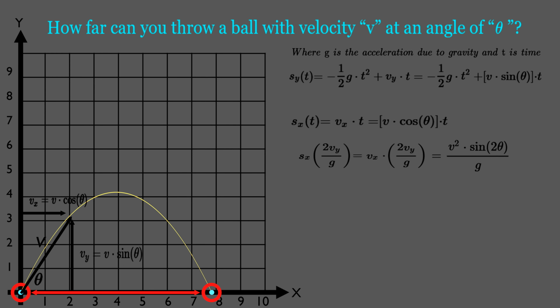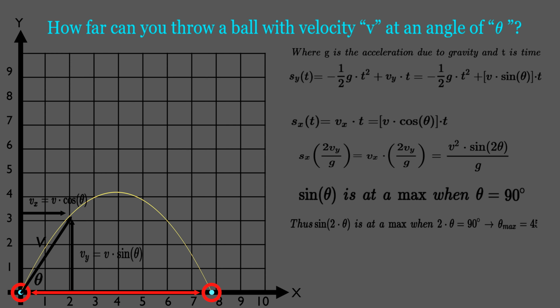We want our x distance to be as large as possible, so we need to find the theta that maximizes sine of 2 theta. Sine is the largest when the angle is equal to 90 degrees, so that means that 2 theta is equal to 90, which means that theta is equal to 45. Plugging that in, we get that our max distance is equal to v naught squared times 1 all divided by g. Thus, the farthest we would be able to throw a ball under these conditions is v naught squared all divided by g.